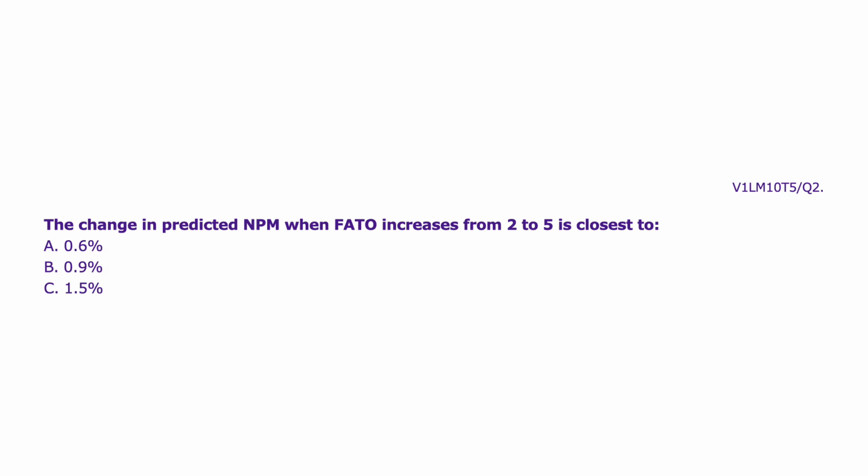The change in predicted NPM when FAT increases from 2 to 5 is closest to A. 0.6%, B. 0.9%, C. 1.5%.